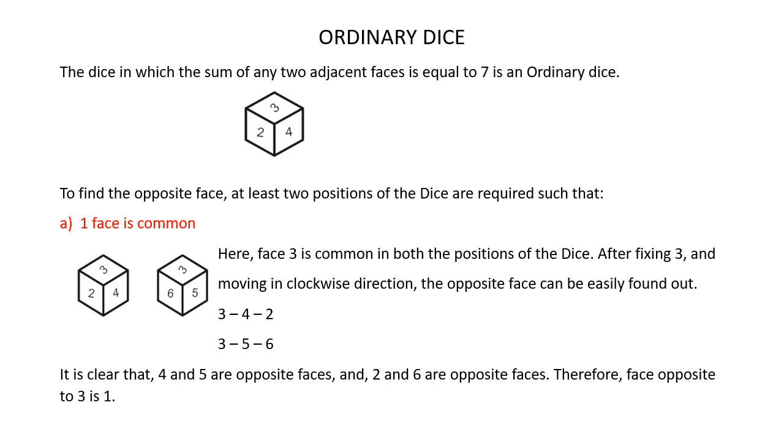So here you have two positions of an ordinary dice. Now as you can see here, face 3 is common in both the positions of the dice. So now you have to fix the common face and then move clockwise. So when you fix the common face 3 here and move in the clockwise direction, you get 3, 4, 2. In this position, when you fix the common face 3 and move in the clockwise direction, you get 3, 5, 6. So now 2 and 6 are opposite faces, 4 and 5 are opposite faces. Now the remaining number is 1. So 3 and 1 are opposite faces.